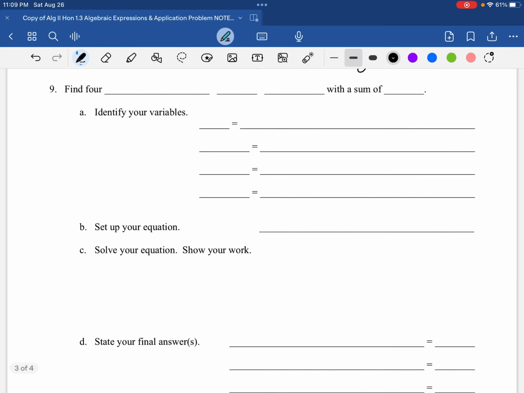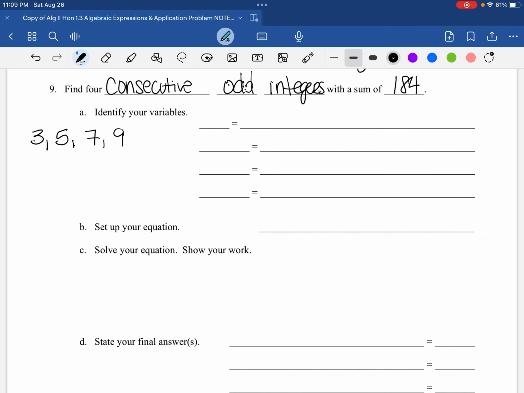Next we have number 9. So for number 9, we are trying to find 4 consecutive odd integers with a sum of 184. Now, when we think of consecutive, it means in a row, but we want them to be odd. So an example would be 3, 5, 7, and 9. These are 4 consecutive odd integers. However, they do not have a sum of 184.